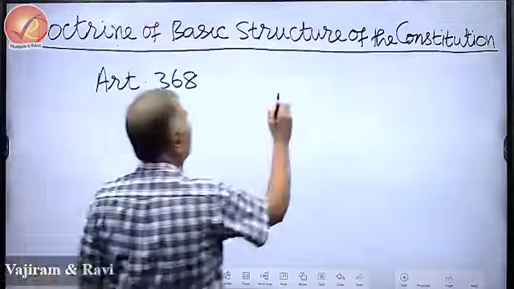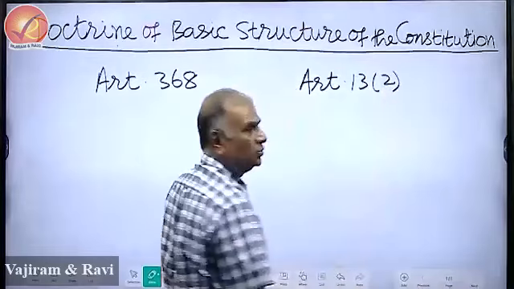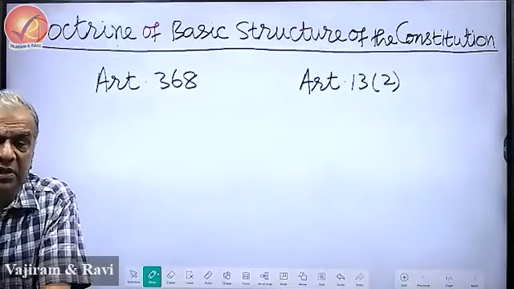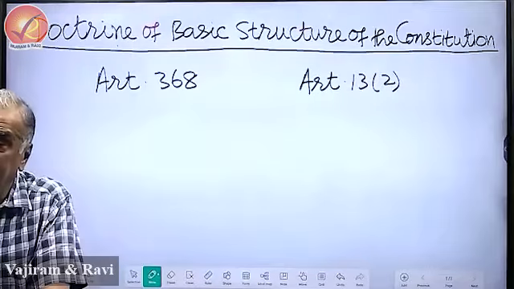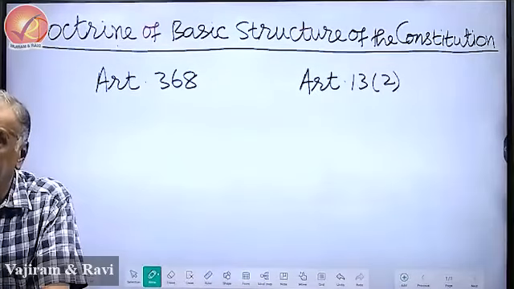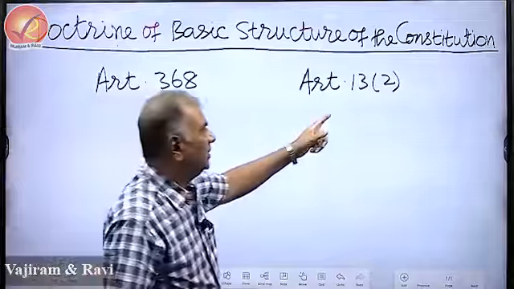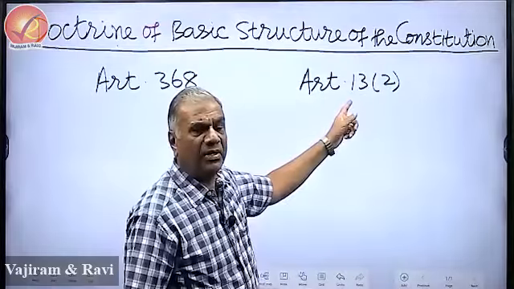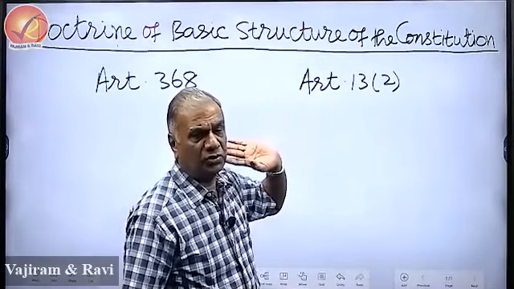And in the previous class, we had also seen Article 13, Clause 2, when we discussed judicial review. And Article 13, Clause 2 says, the state shall not pass any law that takes away or abridges one or more fundamental rights. If any such law is passed, the law is unconstitutional and void. Or in other words, Article 13, Clause 2 tells that no law can amend the fundamental rights. If any such law is made, the law is unconstitutional.